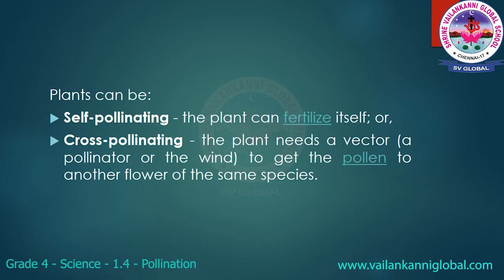Plants can be self-pollinating, where the plant fertilizes itself, or cross-pollinating. Cross-pollinating plants need a vector, a pollinator or the wind to get the pollen to another flower of the same species.